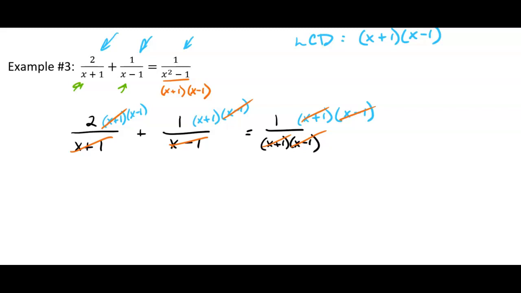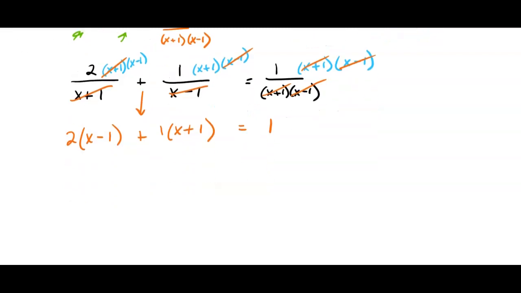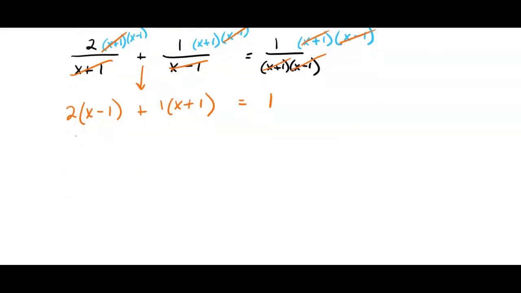That's the trick. So you're going to have 2 times x minus 1 plus, that addition sign is right there, 1 times x plus 1. I like to write the 1. I don't have to, but what if it had been a 7 or something? So equals 1. Now I do need to write that 1 because it's got to equal something, and right now it's just a 1. Okay, so now we finish by solving this linear equation.